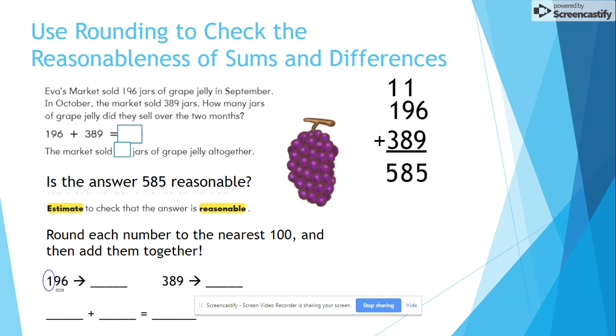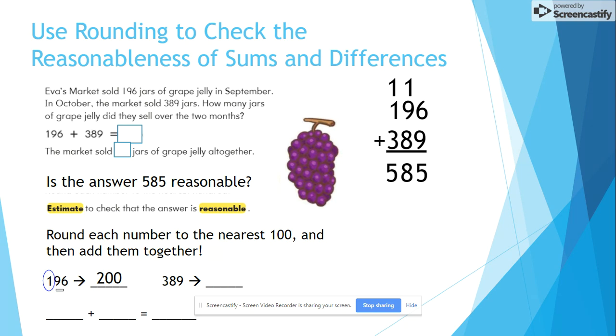My strategy is 5 or more, we let it soar. 4 or less, we let it rest. So in this case, my underlined number is 9, which is greater than 5. So that means I'm going to let it soar, or add 1 to the hundreds place. So if I added 1 to the hundreds place, I would get 2. And then all the numbers to the right turn to 0.